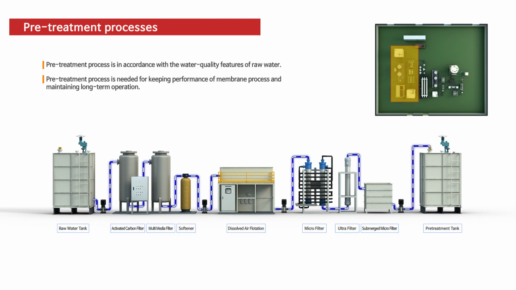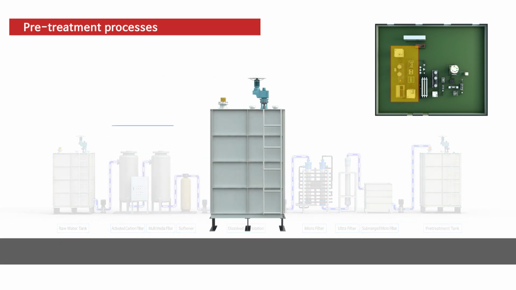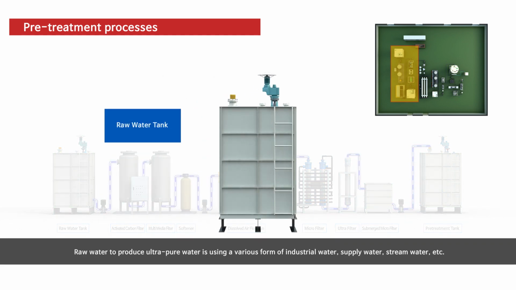The pre-treatment process, which treats particulates and suspended solids, is one of the very important processes to improve the maximum efficiency of the post-process before entering the pure water process or ultra-pure water process. Raw water to produce ultra-pure water uses various forms of industrial water, supply water, stream water, etc. The process composition of the pre-treatment process is comprised according to the raw water's quality.